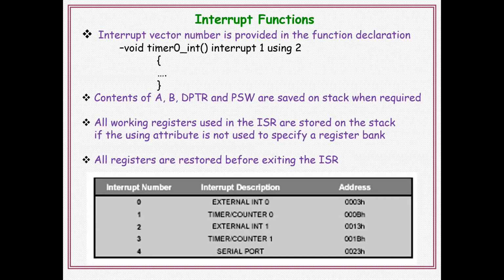In the interrupt vector table, 00H is the reset starting point. 03H is external interrupt 0. 0BH is the start of the timer or counter 0 interrupt. 13H is for external interrupt 1. 1BH is for timer 1 or counter 1. 23H is the serial port for transmission or reception interrupt.